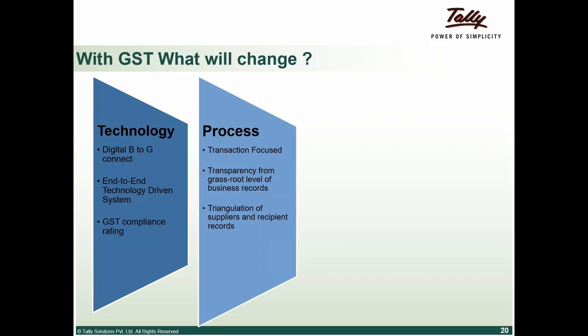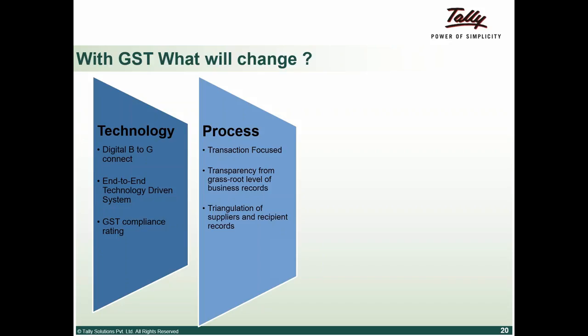Number two is the transparency from the grassroots level of the business record. Which means, as I was mentioning earlier, for every business, the purchase and sale play the most vital and major transactional records. Majority of them are made available on the GSTN portal, right? So we upload that information, government has that information. So we need to have this transparency and make sure that this information is recorded appropriately as per the requirement.